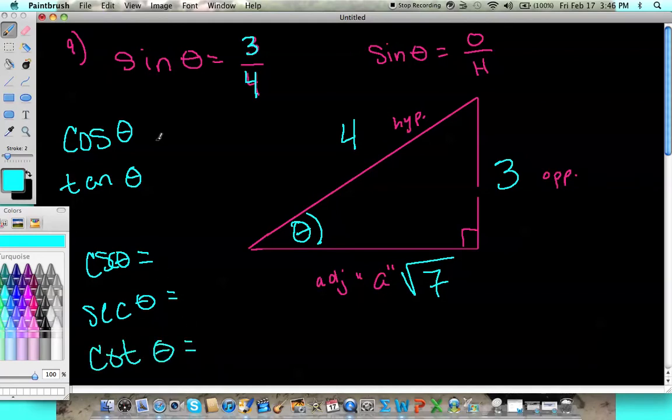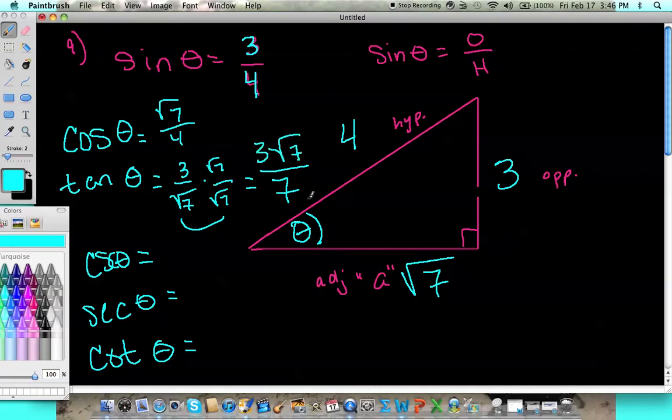All right, well, the cosine is adjacent over hypotenuse, so that's root 7 over 4, and the tangent is opposite over adjacent, so that's equal to 3 over root 7. Now, most teachers like it when we rationalize, so I'm going to do that in this problem. I'm going to multiply both the top and the bottom by root 7 because root 7 times root 7 is 7. Now I have a whole number on the bottom, and in the numerator I have 3 root 7 over 7. So that's the answer that would probably be found in the back of a book.